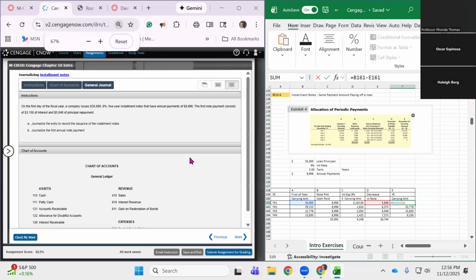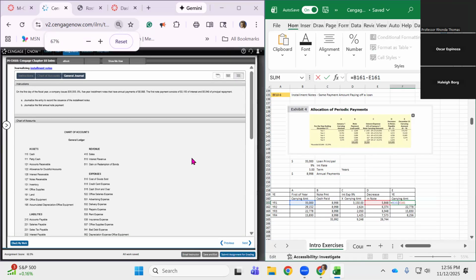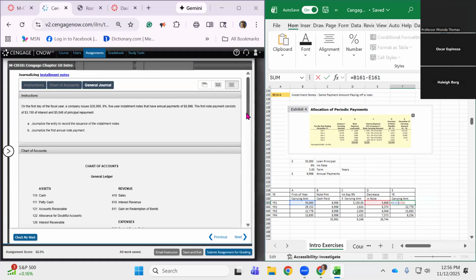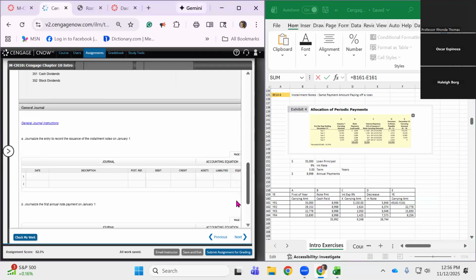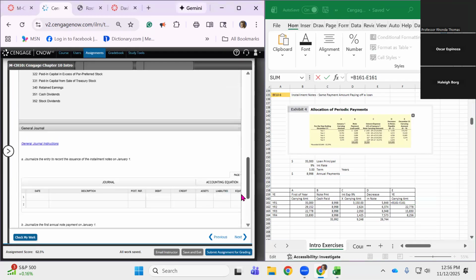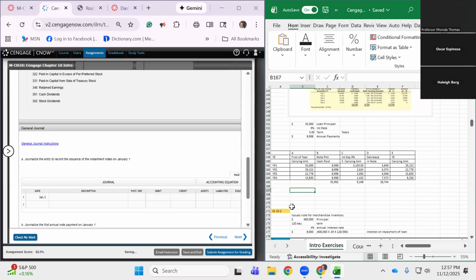All right, so let's see the installment note. Journalize the entry to record the installment note, to record the issuance of the installment note. I probably have gone too far. That's all right. So this is going to be January 1. Now they're telling us January 1. We're going to put this in a note payable. I'm going to need some T accounts here.